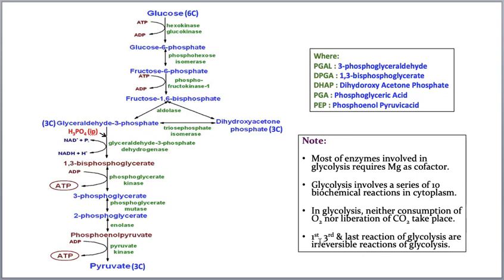Now the first step, the third step and also the last step are considered irreversible reactions of glycolysis. So these are the interesting facts you need to remember about the mechanism of glycolysis. Understanding it? And these are some simple short forms. PGAL means 3-phosphoglyceraldehyde. Every time while you are writing the theory, you can't write 3-phosphoglyceraldehyde. That's why these are the short forms. Simply you can write PGAL.